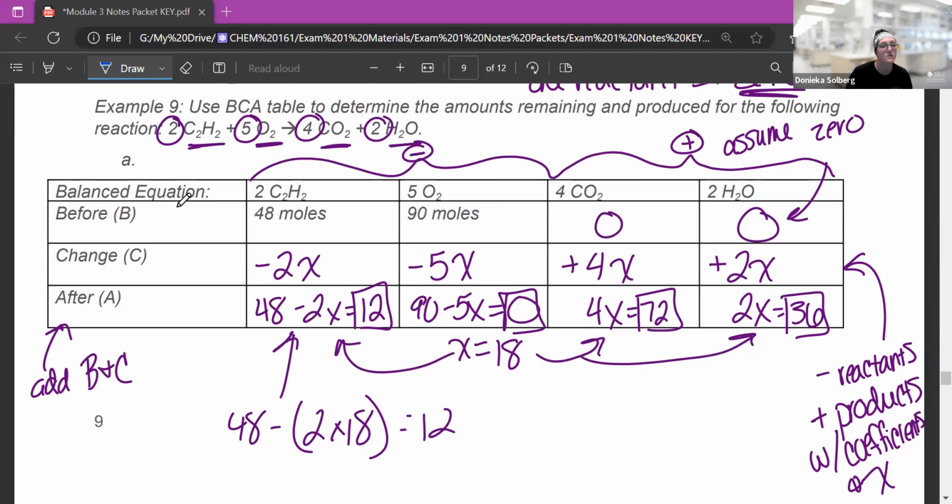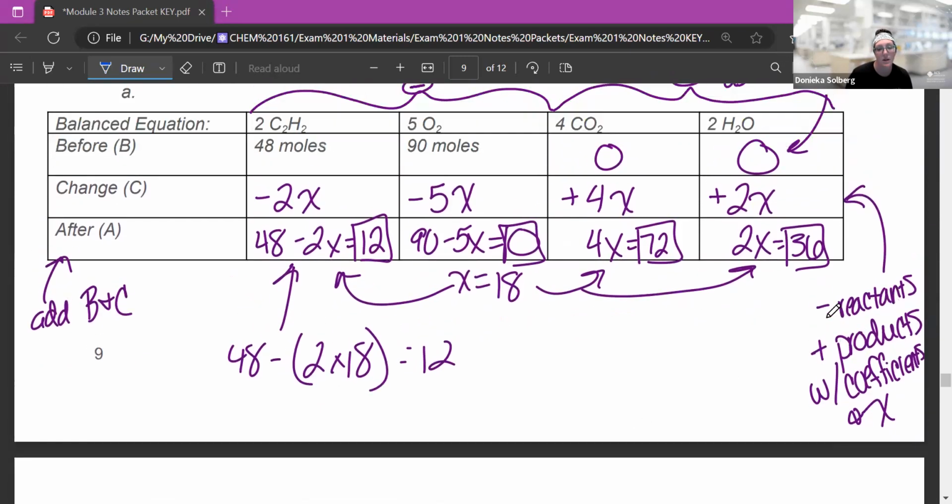So what that means is when I did this reaction with 48 moles of this and 90 moles of this, at the end, I had 12 of this left over, none of this. I made 72 moles of this and 36 moles of that. Okay, so again, this is how I showed, 48 minus 2 times 18 was 12. That's how I got 12.